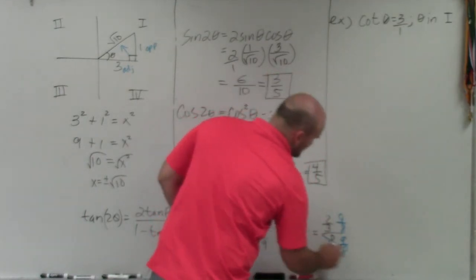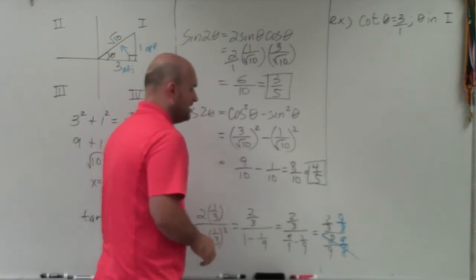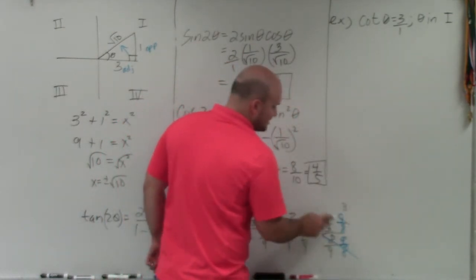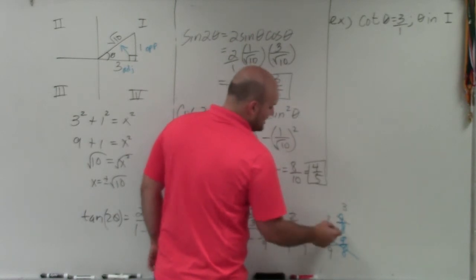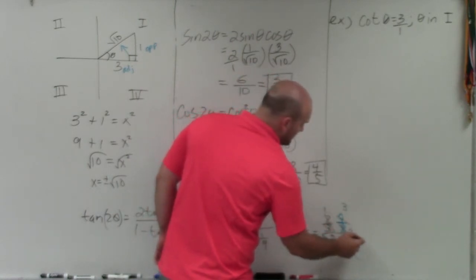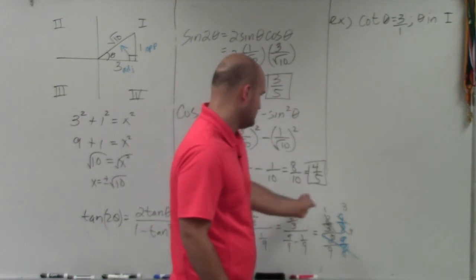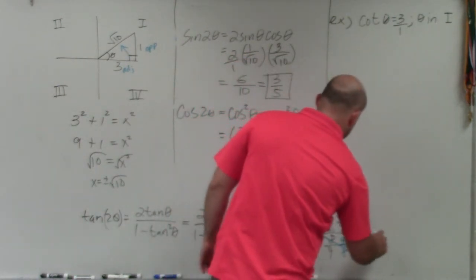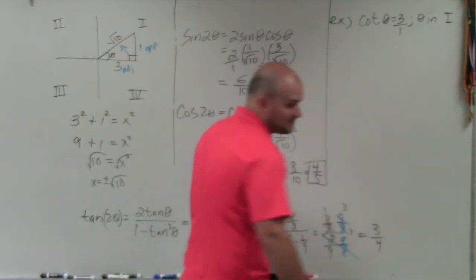Any fraction multiplied by its reciprocal is going to multiply to 1. Then we can simplify this. 3 divides into 9 3 times. 2 over 8 can be reduced to 1/4. So I am just left with 1 times 3 and 1 times 4. That gives me my final answer of 3/4.